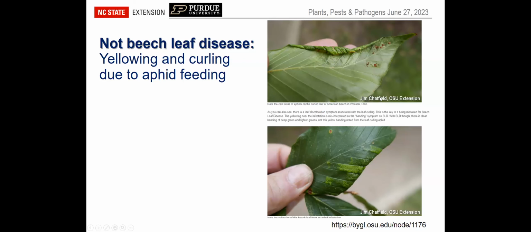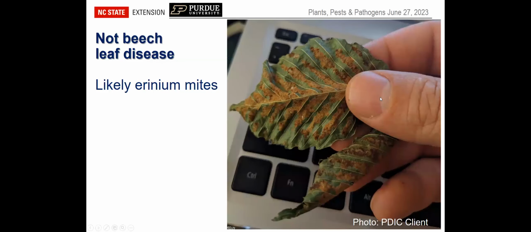The third thing that you might mistake for beech leaf disease would be the Eriophyid mites. And they do have some texture to them. They are also between the veins. I wish Matt were on so he could definitively say this, but I don't think they go all the way to the vein the way that you would see with the beech leaf disease.